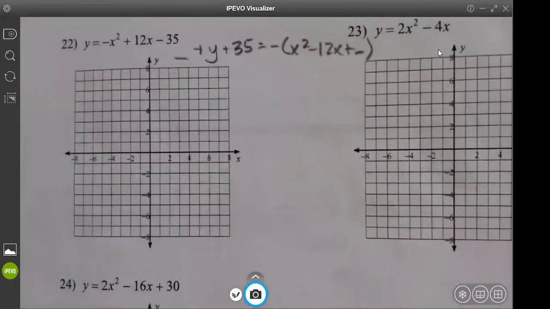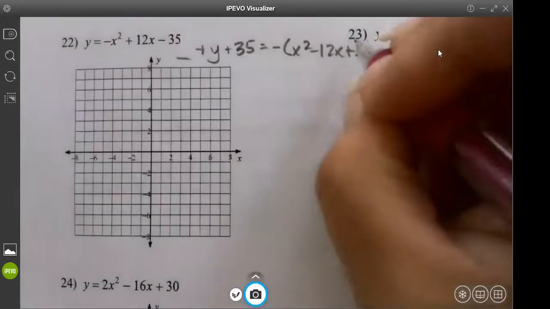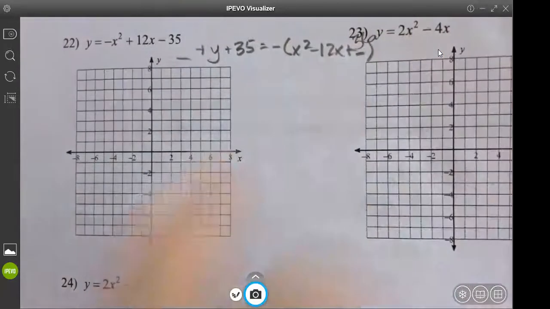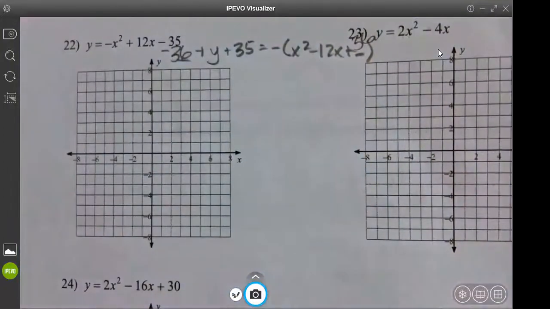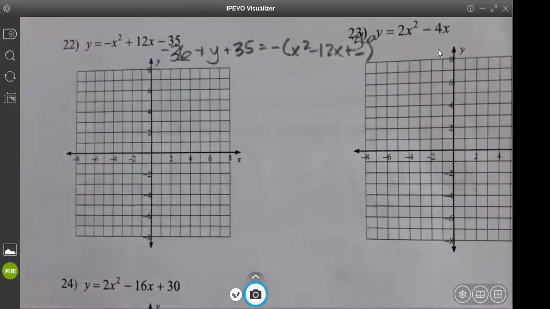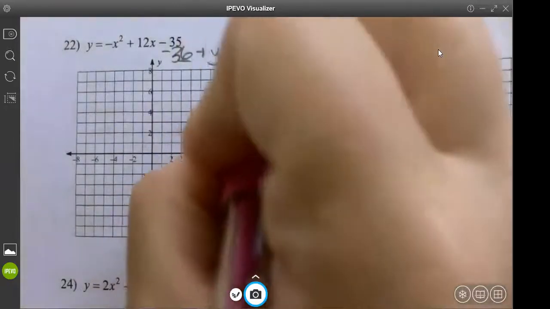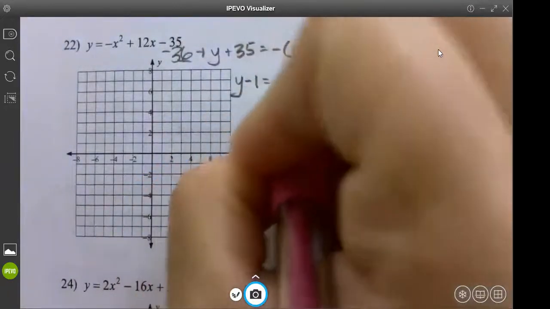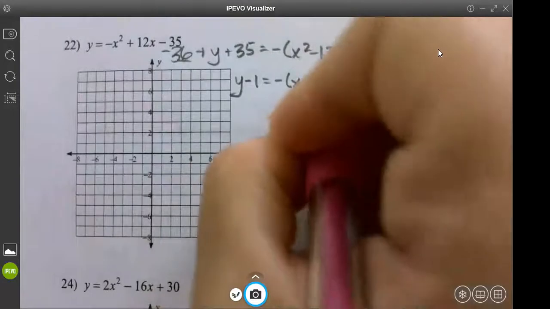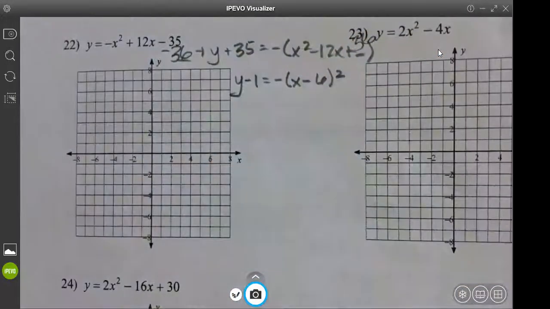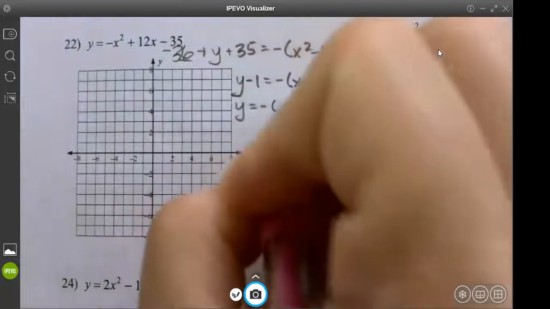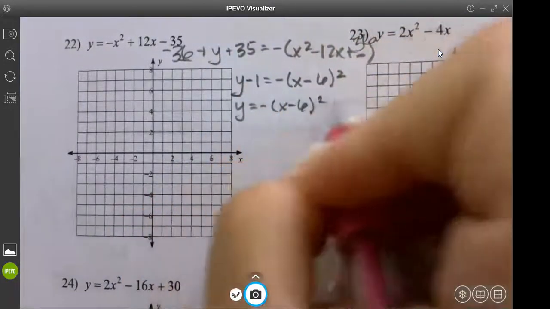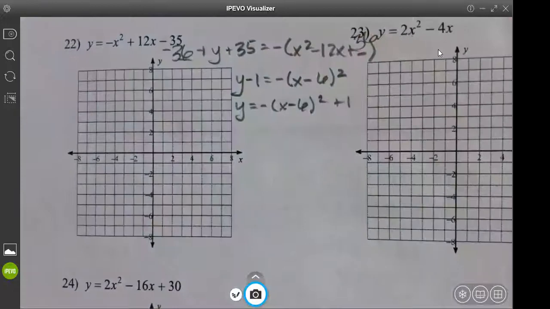There we go. 12 divided by 2 is 6, squared is 36. We have a negative outside, so negative 36. We get y minus 1 equals negative (x minus 6) squared. And then move your 1 over. y equals negative (x minus 6) squared plus 1.